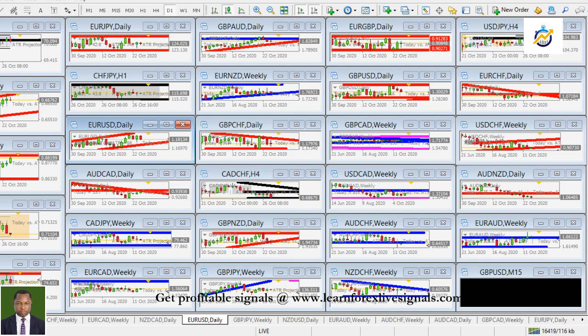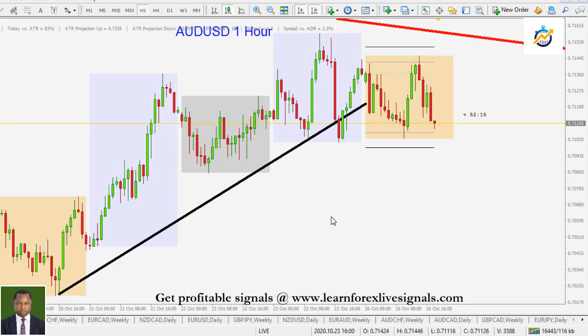Let's quickly look into the charts, and I will be very quick here because I don't want to waste your time as we are having extremely low market volume to trade with. The first pair is the Australian dollar against the American dollar, as you can see there. Let's look into the weekly time frame.